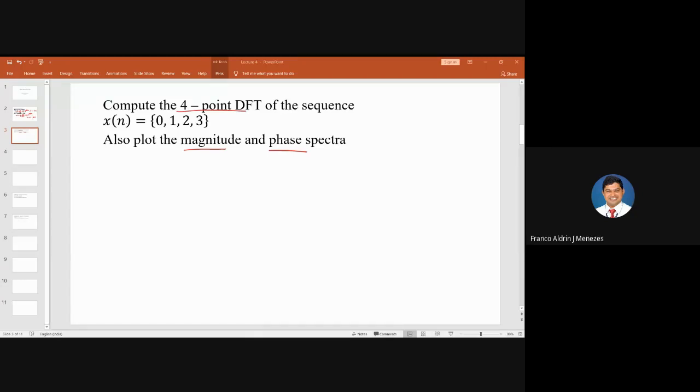Shall we start with the solution of the problem? Robin? Yes, sir. Yes. So in this case, they have given the value of n is equal to 4. So compute the 4-point DFT. In the sense that the value of n is equal to 4 is given.